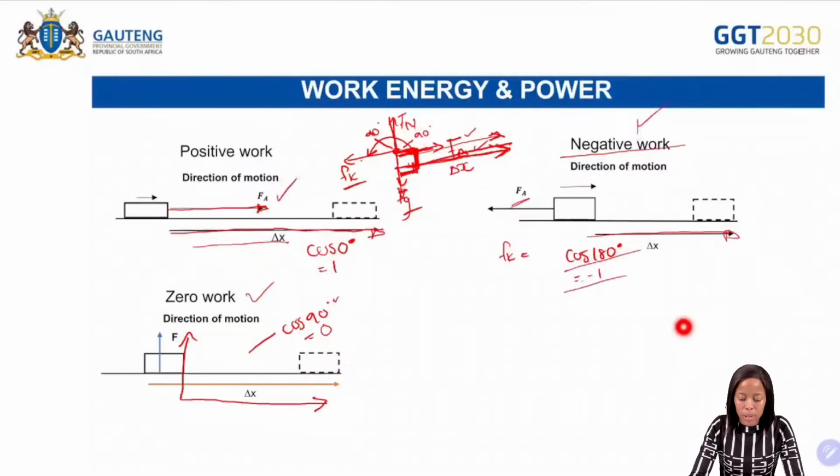And then for the normal force and the Fg, we are saying that the displacement and the Fg, the angle between the two, is 90 degrees. When the angle is 90 degrees and you calculate cos 90 degrees, you will get 0. When you get 0, it therefore means that 0 work is done. So 0 work will be done on the normal force and the gravitational force there. Okay.